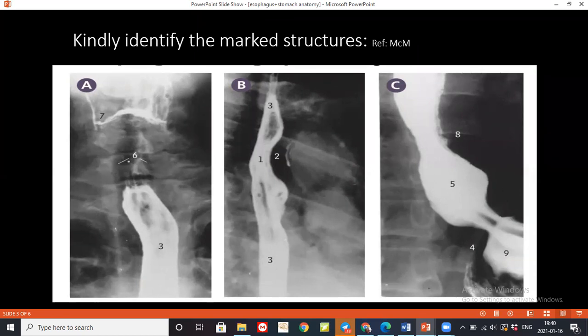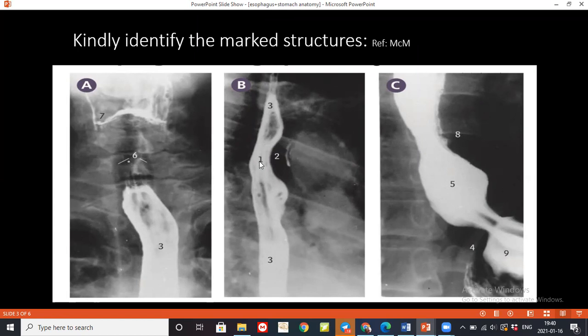Yes. Can you please identify number 6 over here? This is the tracheal margins. Very good. And 7 over here? This is the piriform recess. Yes. Okay. Moving on to picture B. Can you tell me what 1 is?